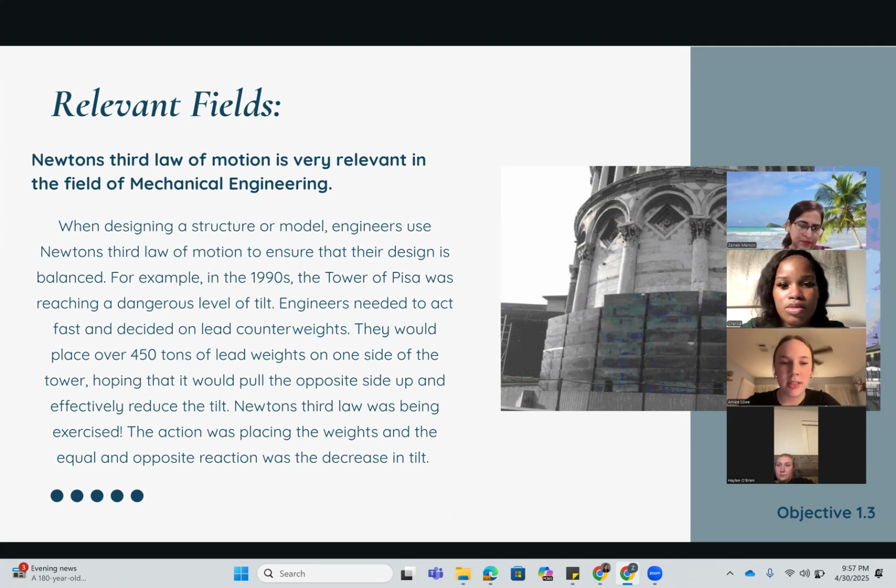The engineers needed to act fast and decided on lead counterweights, so they would place over 450 tons of lead counterweights on one side of the tower, hoping that it would pull the opposite side and effectively reduce the tilt. Newton's third law was being exercised in this case, and the action would be placing the weights, and the equal and opposite reaction was the decrease in tilt.